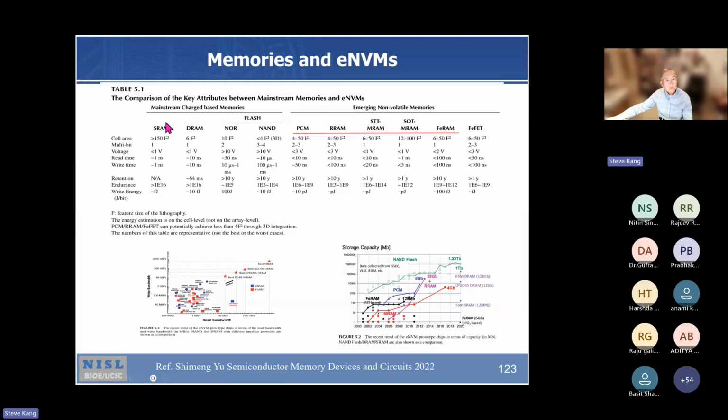So you can see SRAM is very good in terms of speed, in the 1 nanosecond range. So for speed performance, SRAM is still used a lot. And then endurance, 10 to the 16, 10 to the 16. Flash is 10 to the 5 only. NAND is 10 to the 3, 4. It's very low. Phase change memory 10 to the 6, 10 to the 9. RRAM 10 to the 3, 10 to the 9. It's not mature, etc. So that's the thing.